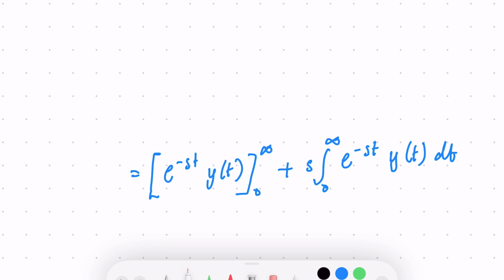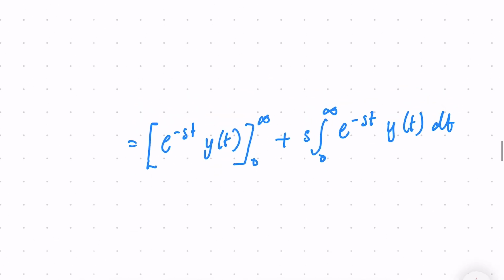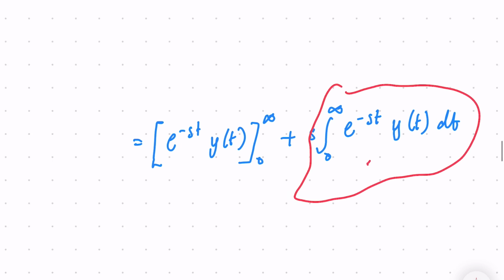because what I can see if I take the s out is that this thing, the bit without the s, is just the Laplace transform of y. That is, by definition, the Laplace transform of y. So I've got s times L of y.